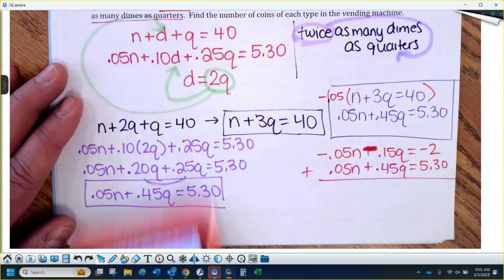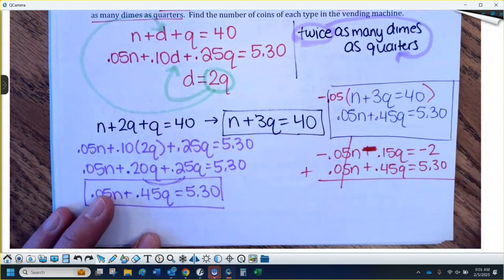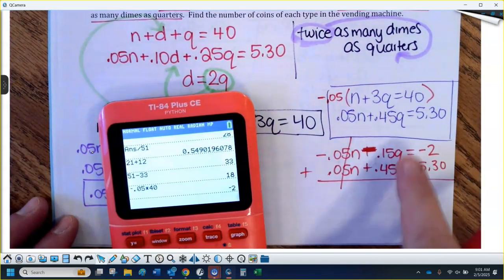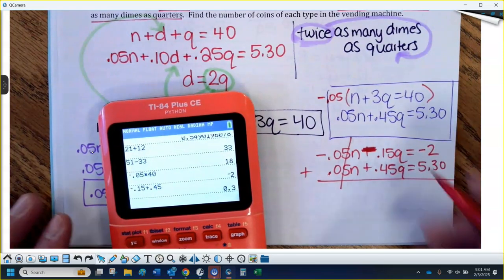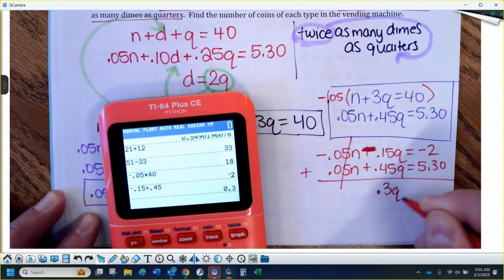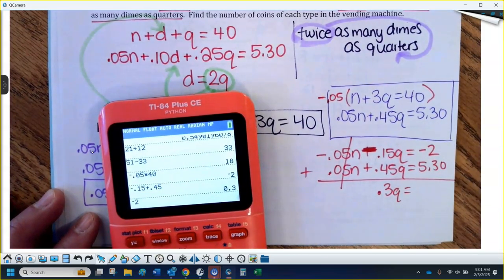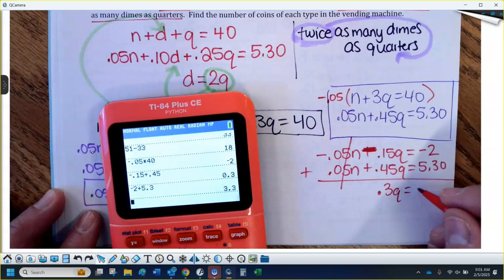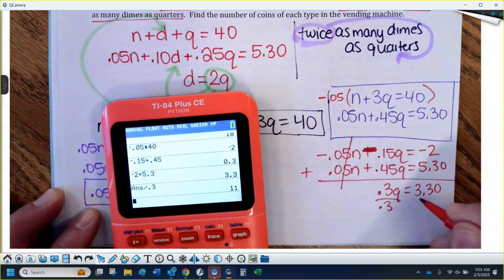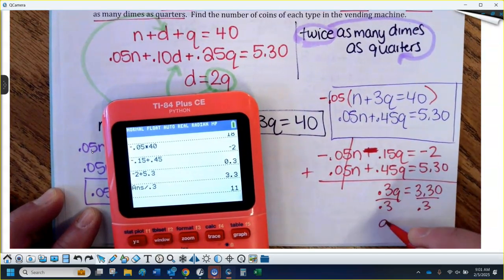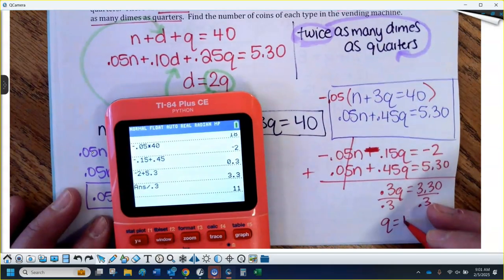If I add these guys together, that eliminates the nickels. And then, forgive me, this should be negative. So negative 0.15 plus 0.45. This is 0.3 in front of your Q. You have negative 2 plus 530. So this is going to look like 330. And I'm just going to divide that by the 0.3 real quick to get the number of quarters alone. So quarters, we have 11.